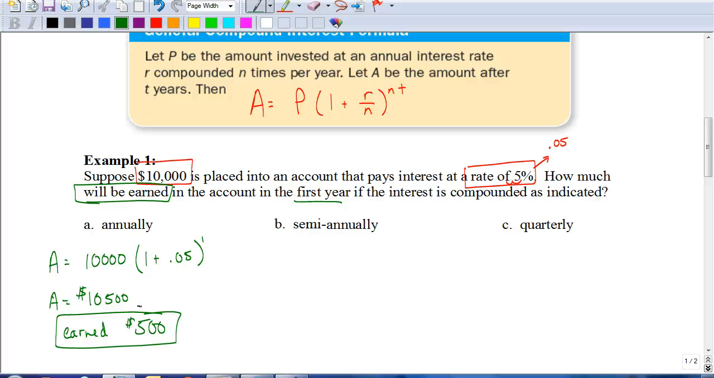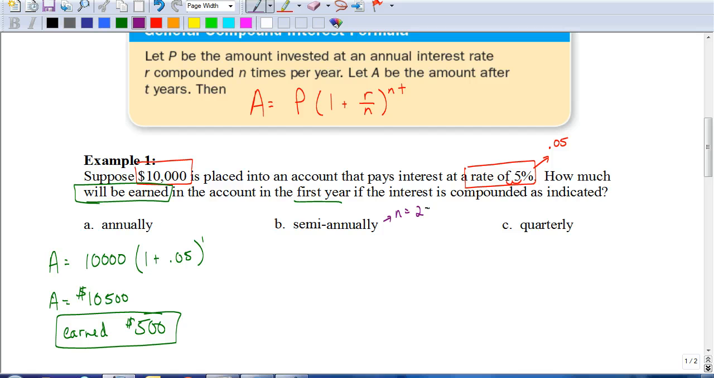Now, if they say how much total would be in the account after 1 year, in that case, you'd say $10,500. But that's not what they're asking for. Let's look at the next one. It says, this time it's being compounded semi-annually. That means, in this case, n is 2 because it's being compounded twice a year.